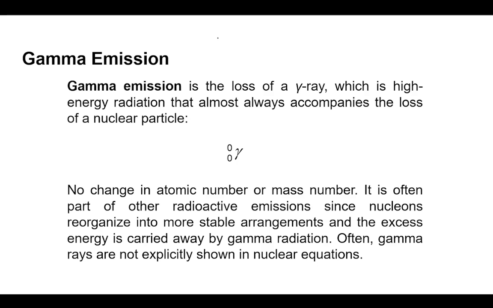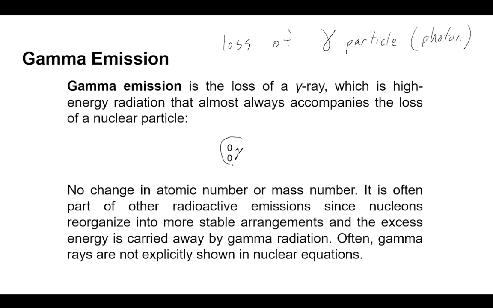It is like light. Radiation, just like when an electron relaxes, it can emit light. A nucleus relaxing can emit light. And we call that light gamma emission, and the loss of a gamma particle or gamma ray. In other words, a photon or light. So this nucleus relaxes and emits a photon.